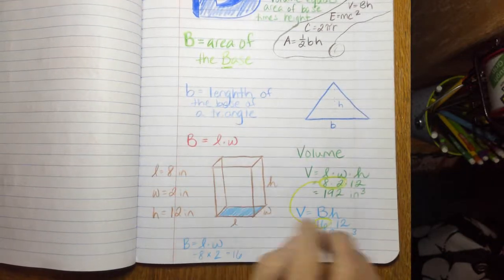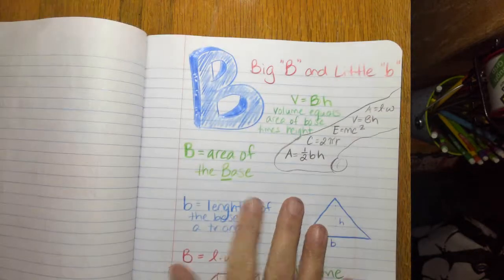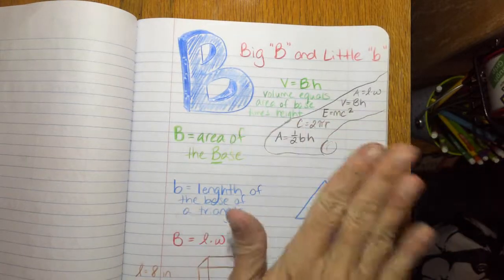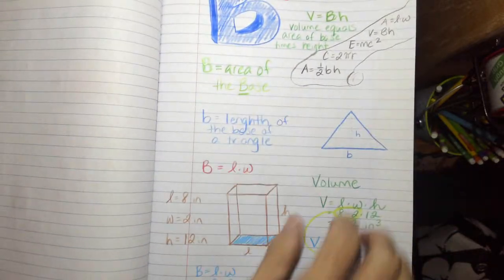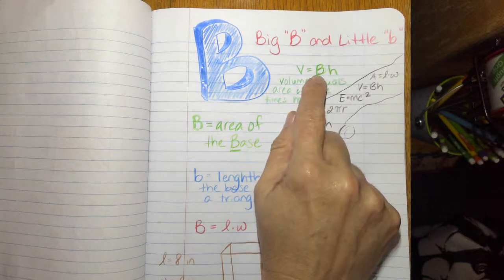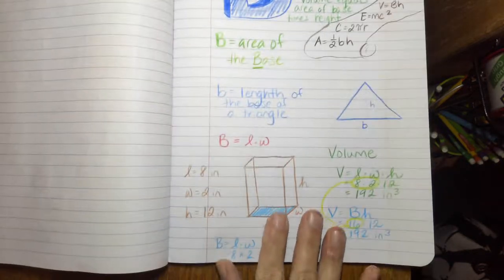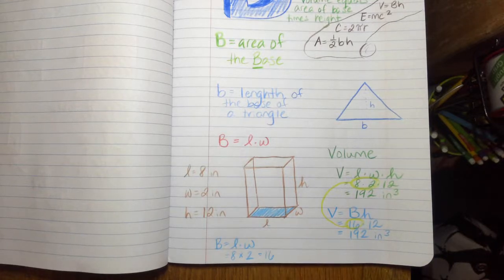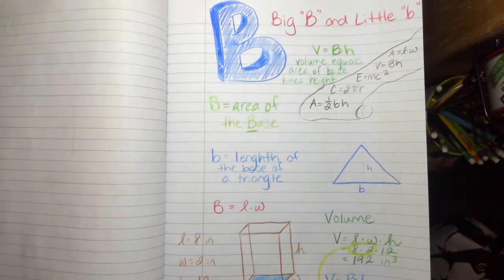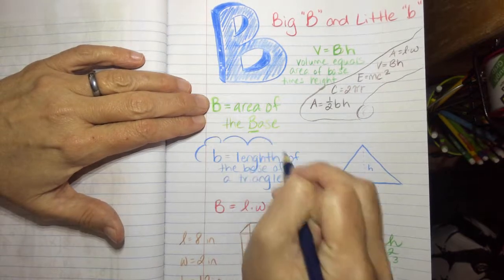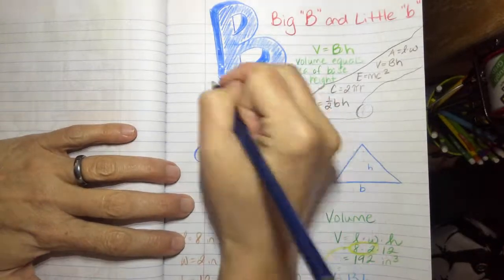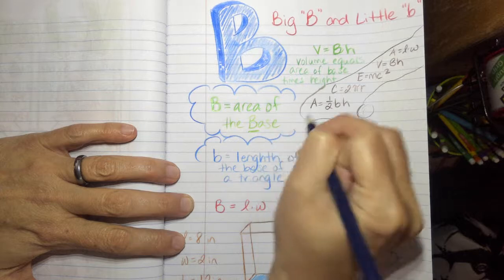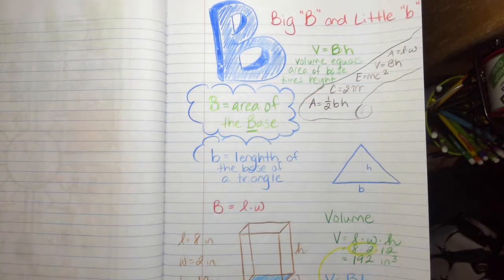The reason I'm really belaboring this point has to do with this idea of using a formula. The formula you're going to be given is V equals big B H. And so you've got to get really comfortable with the idea that big B is the area of the base. Big B is the area of the base. That's what I wanted to draw your attention to.